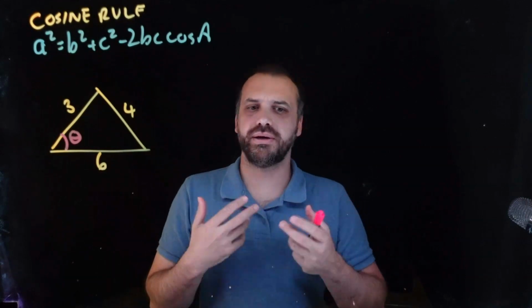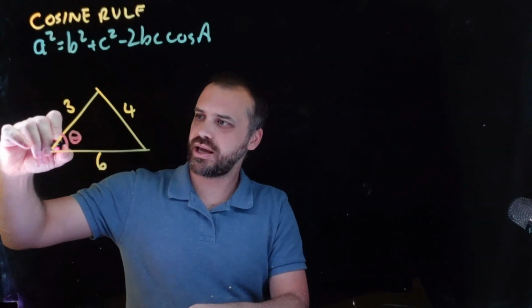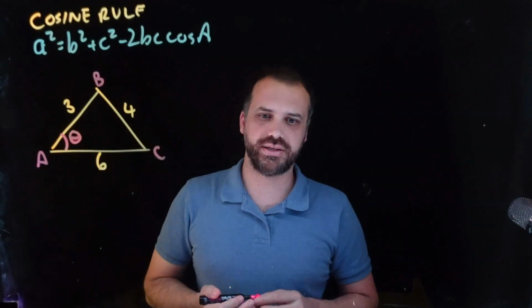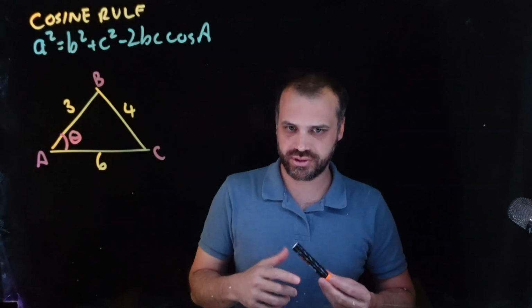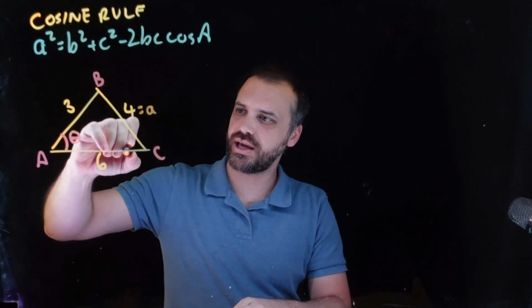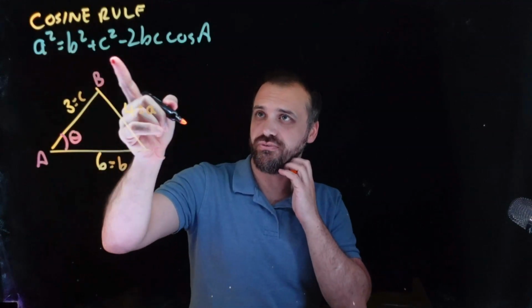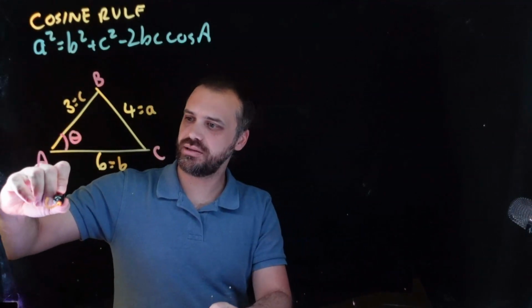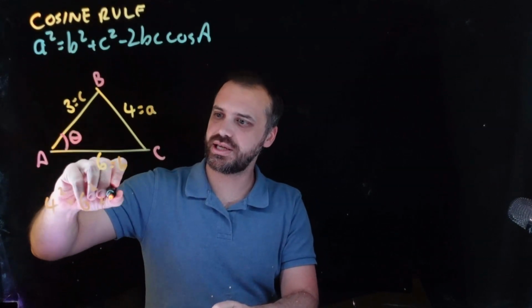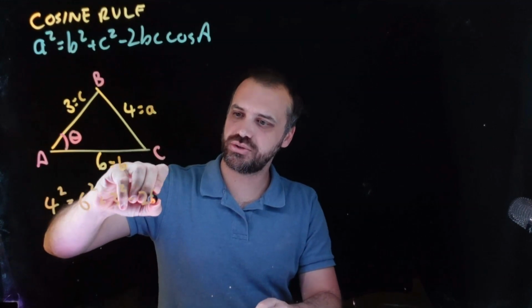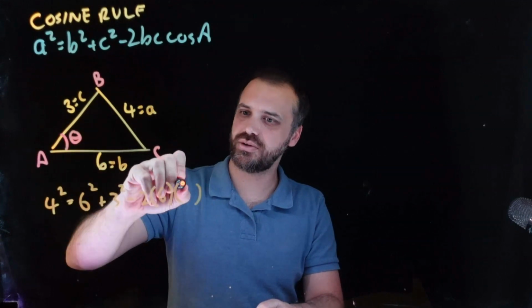So this time I'm going to label up my triangle just so that it follows my formula. A, B, and C. Okay, now I'm going to sub in all the values I know. This is value A, this is value B, and this is value C. So in my formula, I have A squared, so 4 squared, equals B squared, 6 squared, plus C squared, 3 squared, minus 2 times B, which is 6, times C, which is 3.